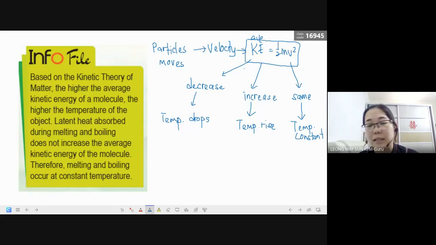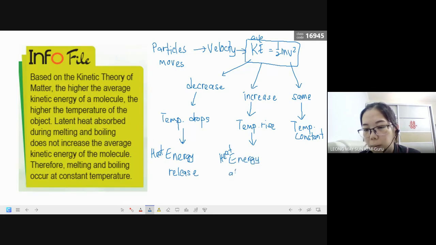The temperature also affects the kinetic energy of the particles. One more thing I'm going to add is that when the temperature drops, normally the energy is being released. When the temperature rises, heat energy to be more exact, is being absorbed. But when the temperature is constant, I cannot say whether it is being released or being absorbed.